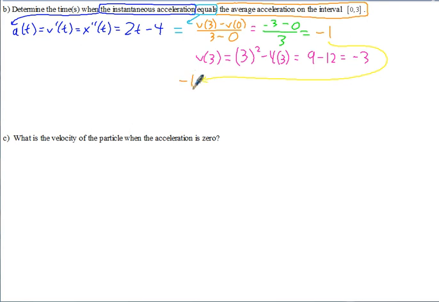So we want to know when our instantaneous acceleration, 2t minus 4, equals the average acceleration of negative 1. If we add the 4 over, we get 2t equals 3, so t equals 3/2, or 1.5 units for time. In this case, there's just one time in the interval when instantaneous acceleration equals the average acceleration.